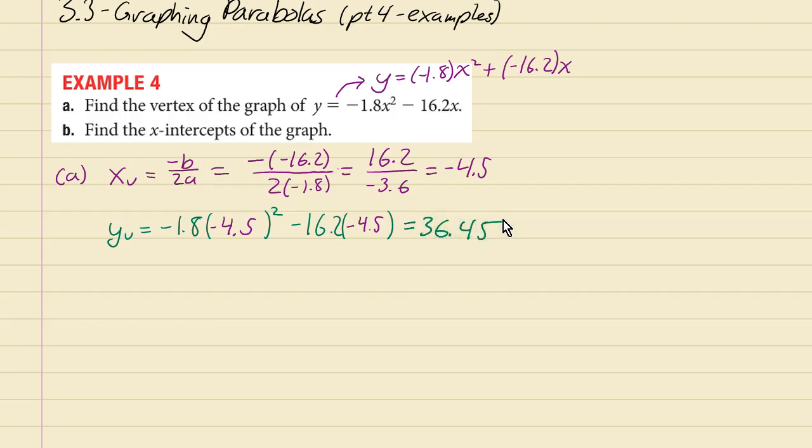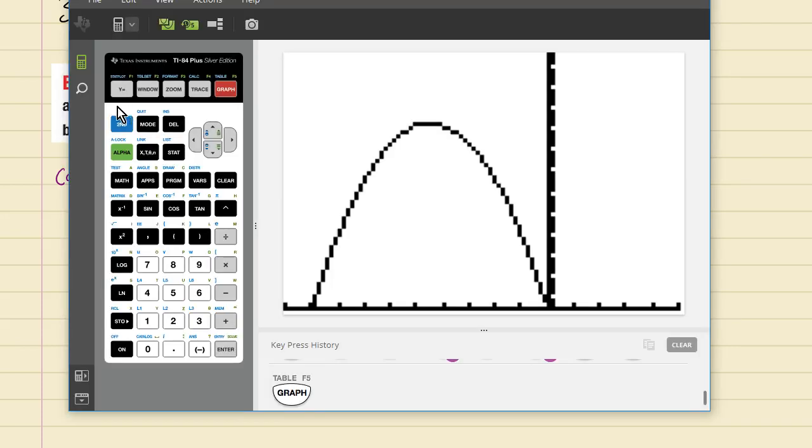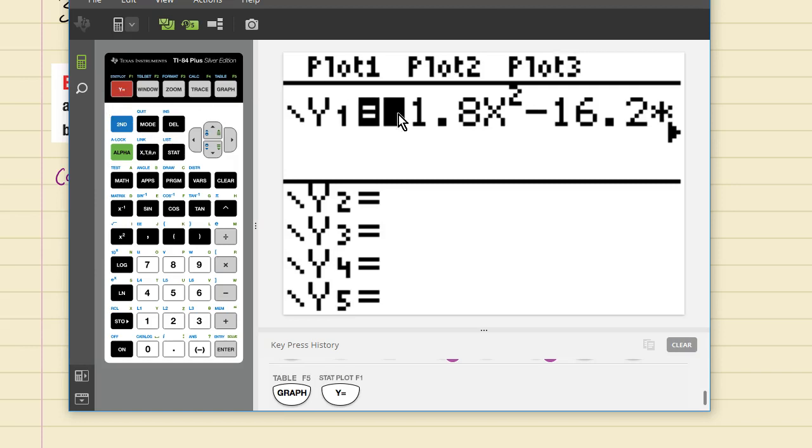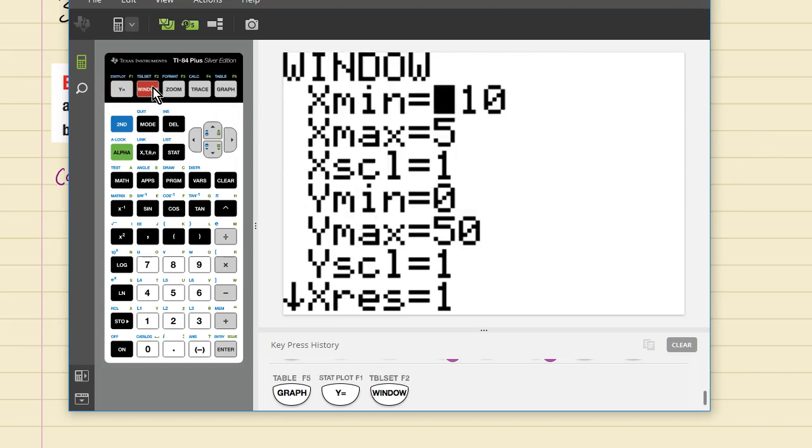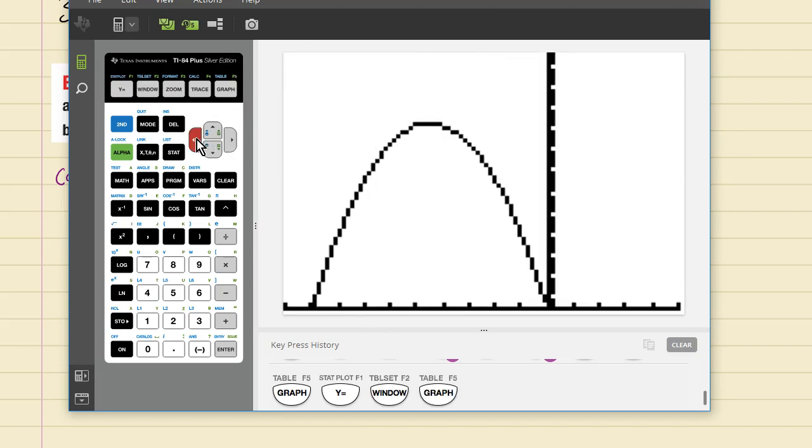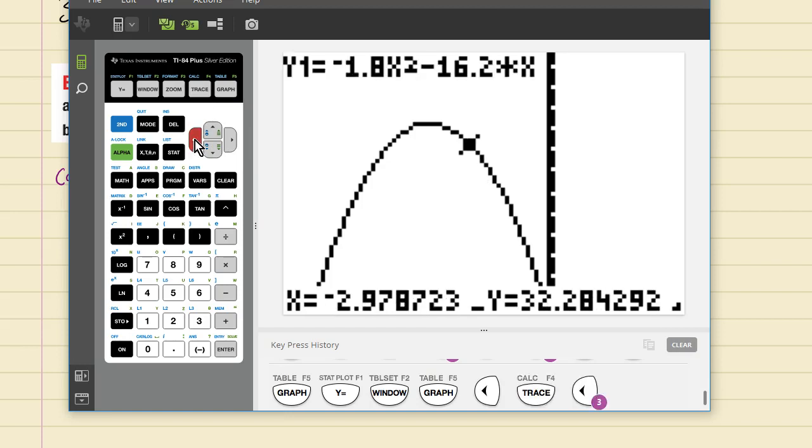And you could just double check this by actually graphing it. And here's what it looks like after I graph it. I've got the y equals the equation there. I set the window up to be something that I thought would work out well. And then when you graph it here, it looks like that. And you can trace it to check approximately that your vertex is, yeah, about negative 4.5 and 36 point something. So it sounds like you did it right.